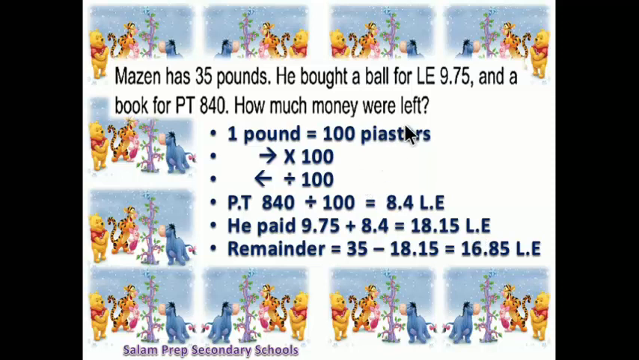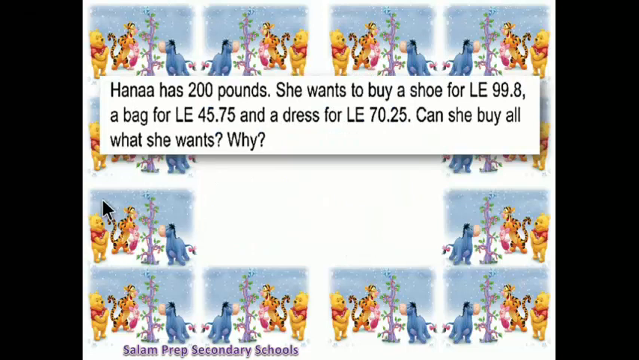Now we can find the remainder. How much money was left? Equal 35, the total amount with Mazen, minus what he paid, 18.15 equal 16.85 pounds.